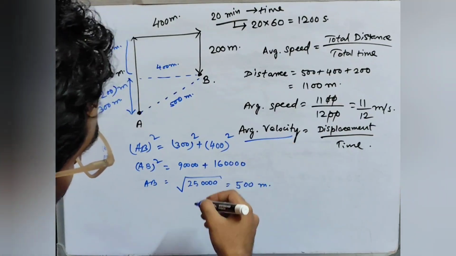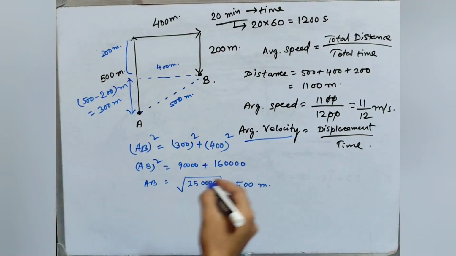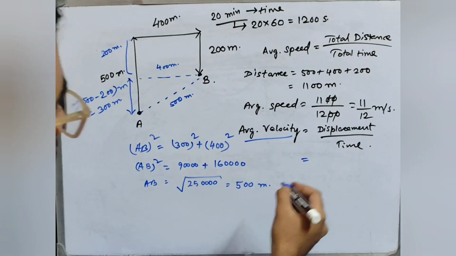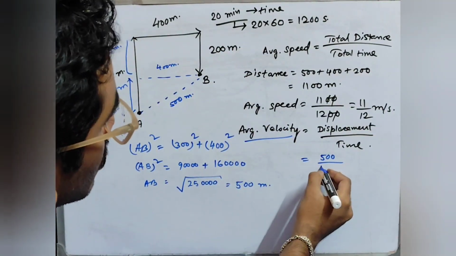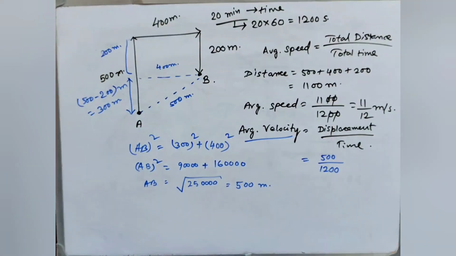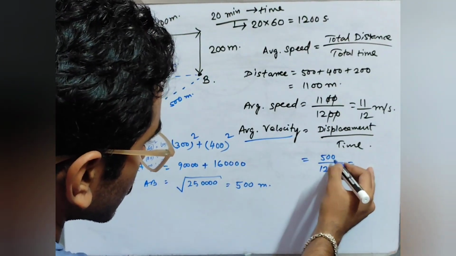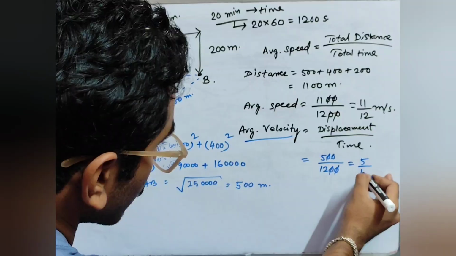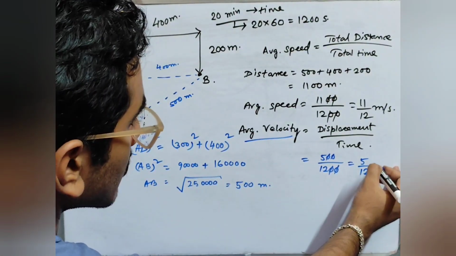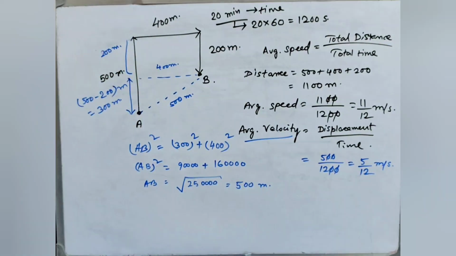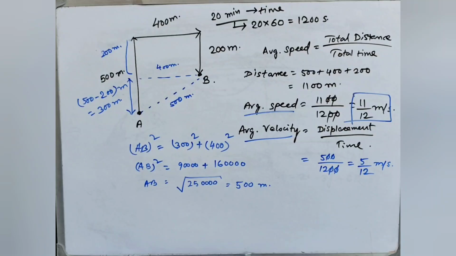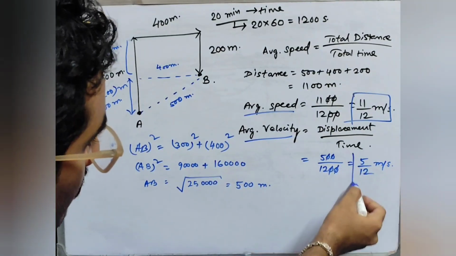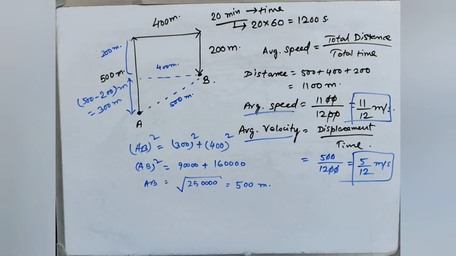So average velocity is equal to displacement by time. So displacement is 500 divided by time, which is 1200 seconds. So zeros cancel, 5 by 12 meter per second. This is your average velocity. Okay, so average speed is 11 by 12 meter per second and average velocity is 5 by 12 meter per second.